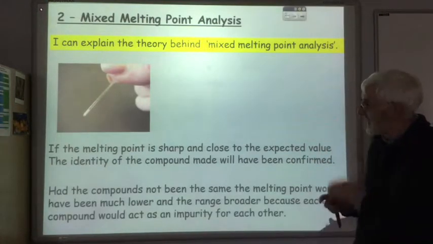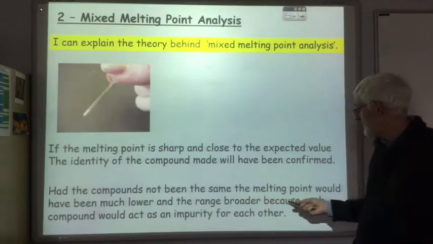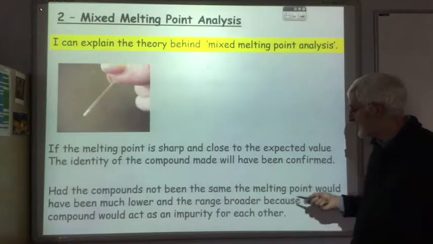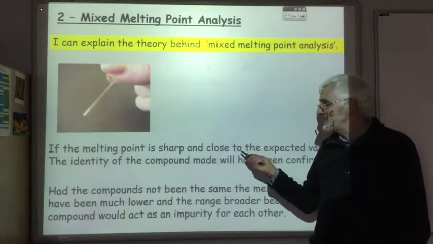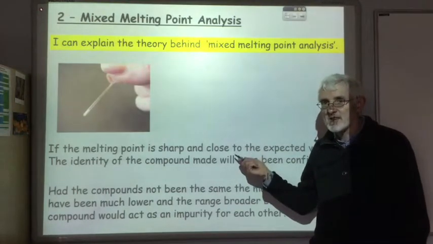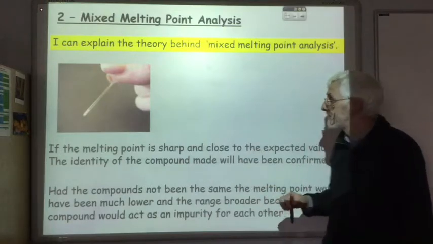So had the compounds not been the same, the melting point would have been much lower and the range broader, because each compound would act as an impurity for each other. So a sharp, close, mixed melting point analysis confirms that you've got what you think you're making.